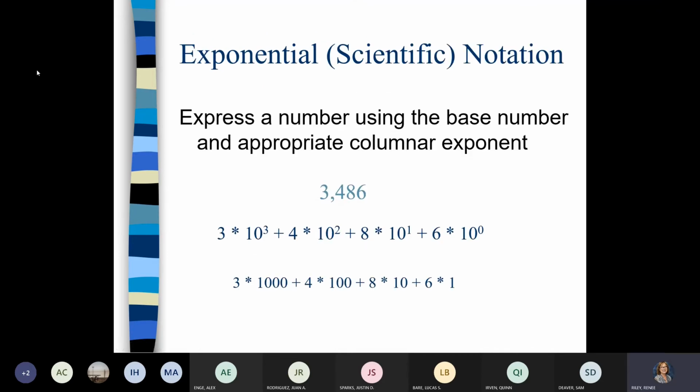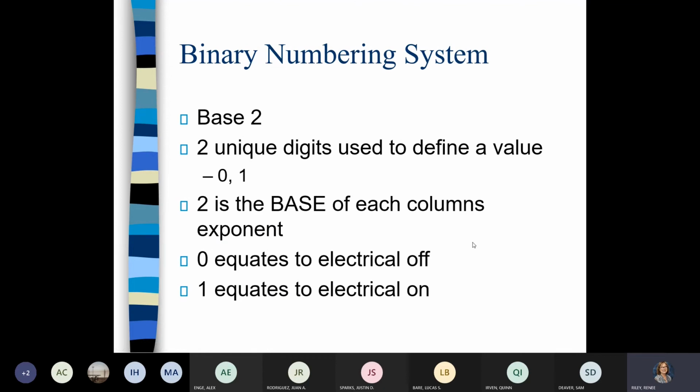So we could think about it some other ways too. We could write this number several different ways just using decimal notation, 3,486, or this number could also be expressed as 3 times 10 to the third power plus 4 times 10 to the second power. We could make it really complicated like that to express that number. Or we could have another formula like this, where we say it's 3 times 1,000 plus 4 times 100, etc. So we use base 10, we use decimal all the time. We do that math in our head. We don't even think about it.